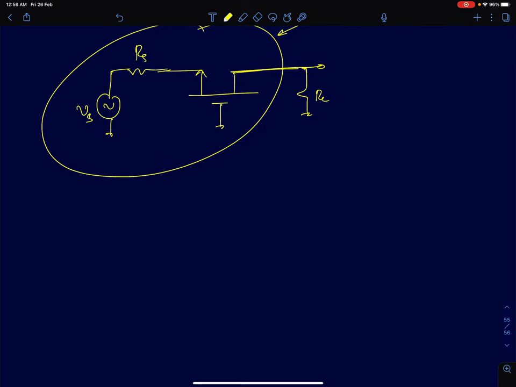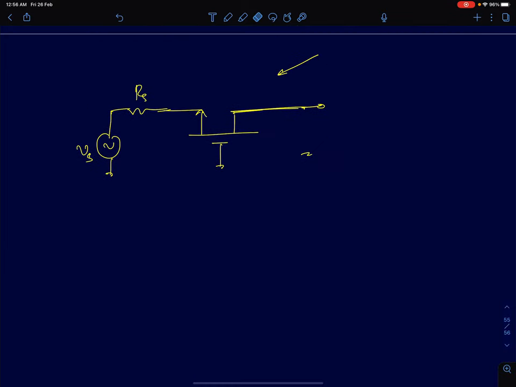So first, for the Thevenin equivalent, you'll have to do two things. First, measure the open circuit voltage. I'm going to open circuit this node. R0 is present, so I'm explicitly showing R0, not in the small signal model, but here itself. And we'll find out what the open circuit voltage is.